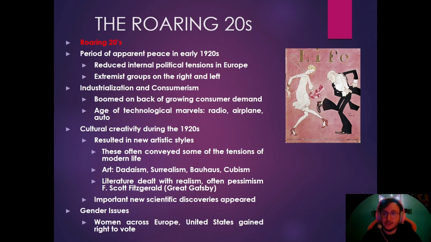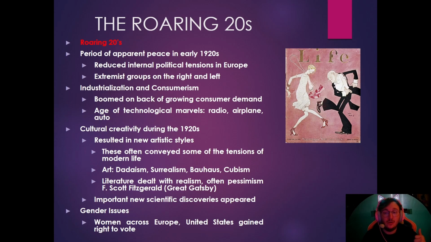So after World War I, a lot of the world becomes this era known as the Roaring Twenties. This is a period of somewhat stable peace, with reduced tensions in Europe and most of the world. There's still going to be a lot of revolutions taking place, but it's kind of calming down. This is also going to be the birth of very extremist movements on both the left and right, with extreme nationalism, fascism on one end, and extreme socialist communism on the other end. But this is also a period of economic boom, growing on the back of consumer demand.